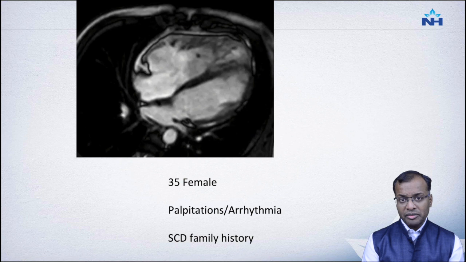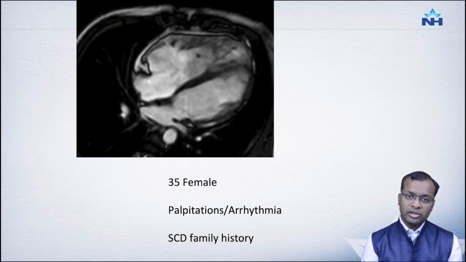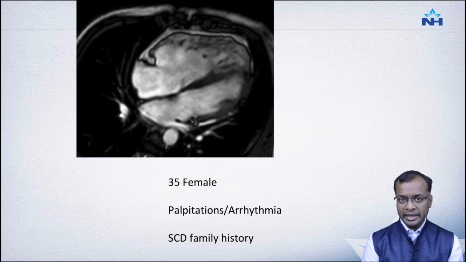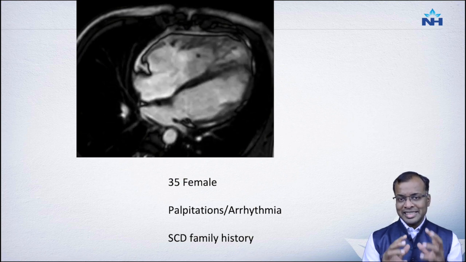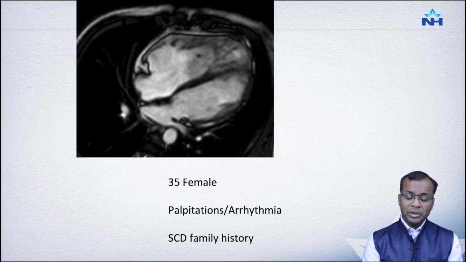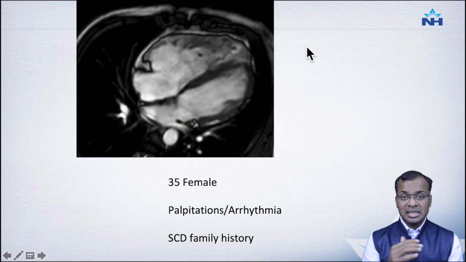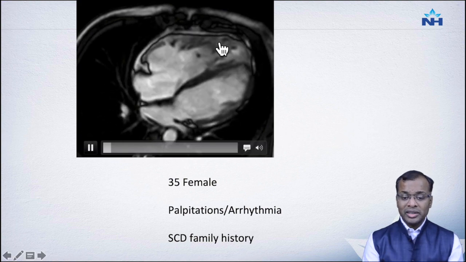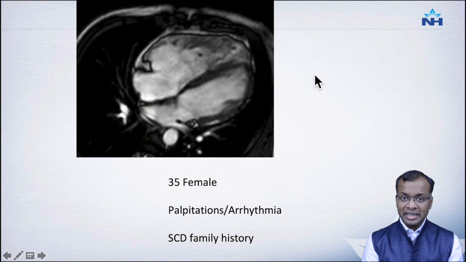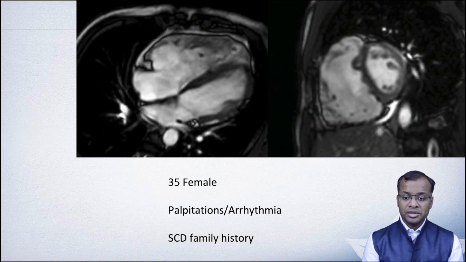This is a 35-year-old female who presented with palpitations and had a very strong family history of sudden cardiac death. What we can see is dysynchronous contraction between the LV and RV. And if we look at the RV free wall, it is easy to miss the dysynchrony or the dyskinesis that one may see in the RV free wall. So it's very important for us to closely pay attention to this.